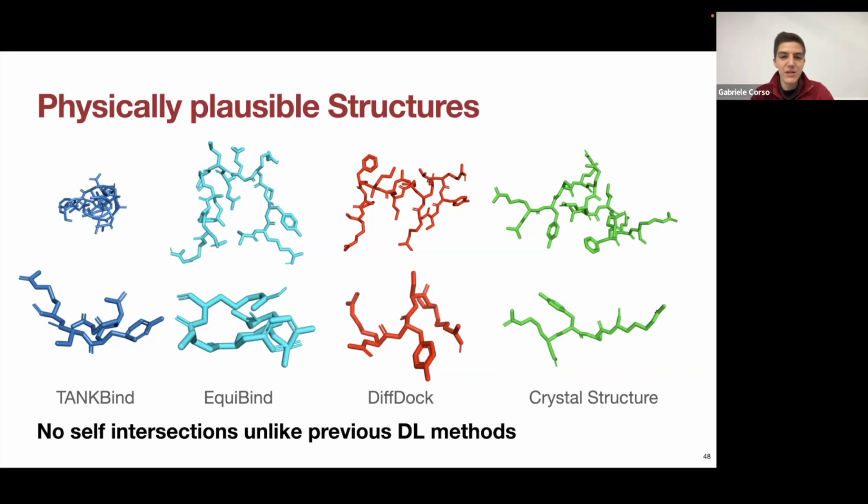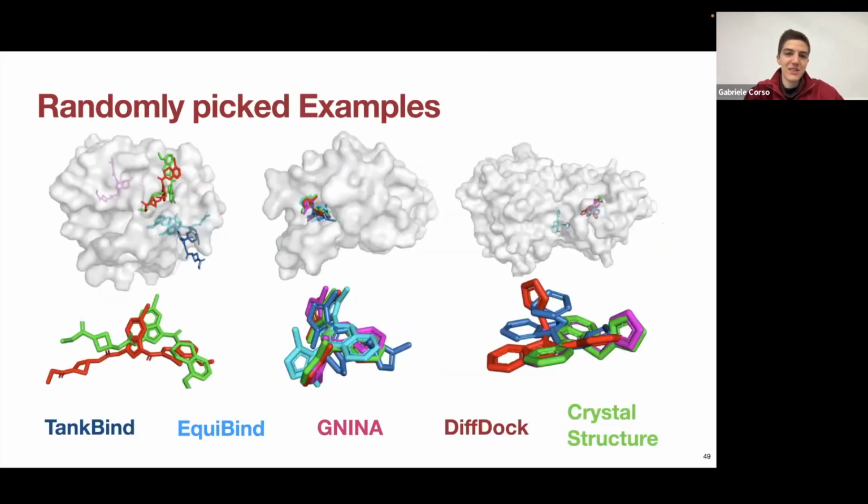With DiffDock, when evaluating it numerically, and also looking at many examples visually, we never found self-intersections at all, and also much fewer steric clashes than, for example, with EquiBind.